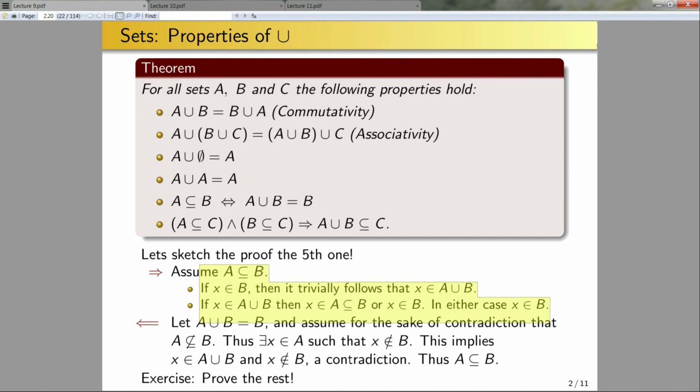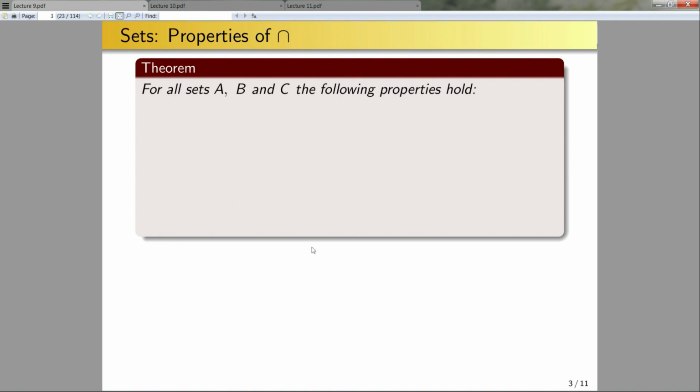Further, a good exercise would be to formally prove the rest of these. You don't have to do that, but you should be able to prove any of these statements if I asked you to do it on, say, a midterm or a final. Next, let's talk about some properties of the intersection. So these properties are similar to the previous properties that we had before, so let's just jump in.